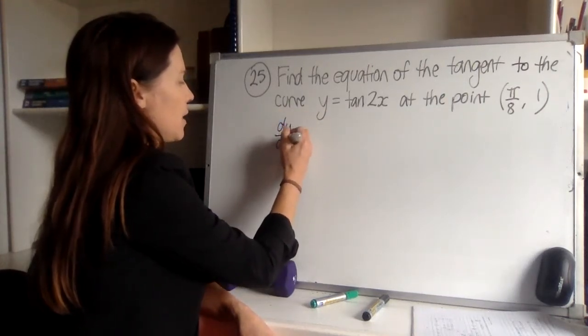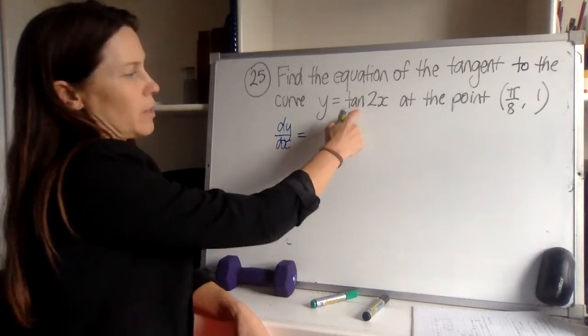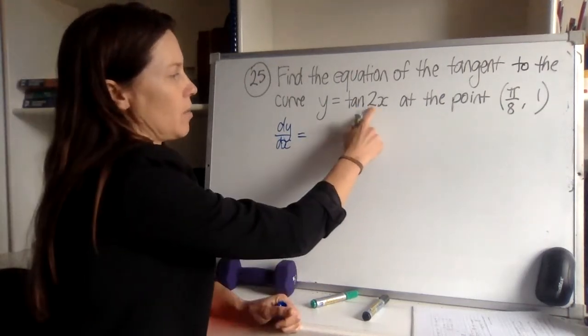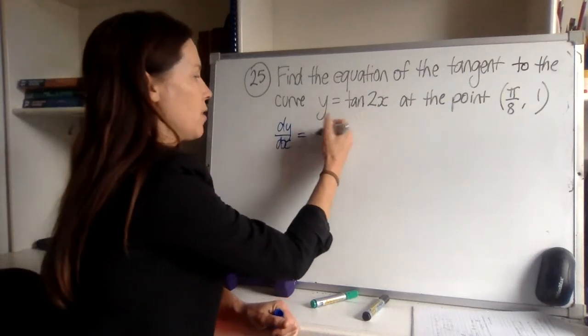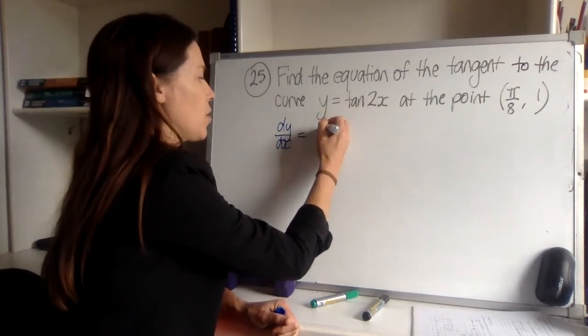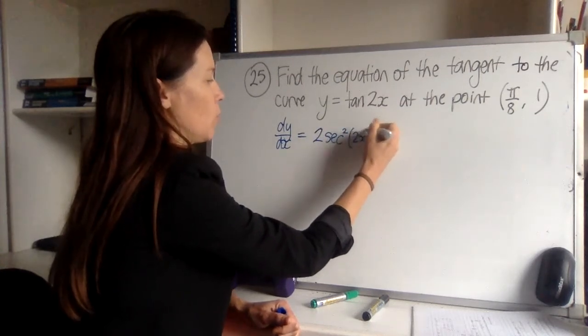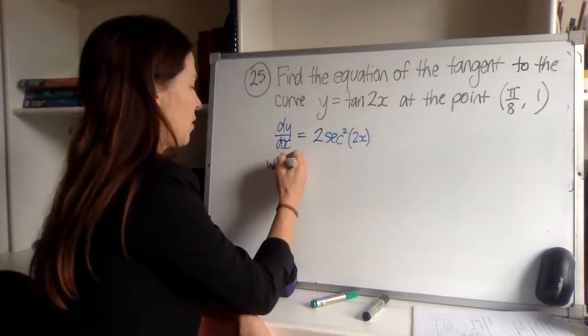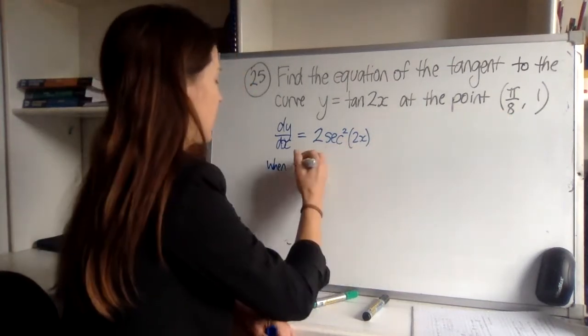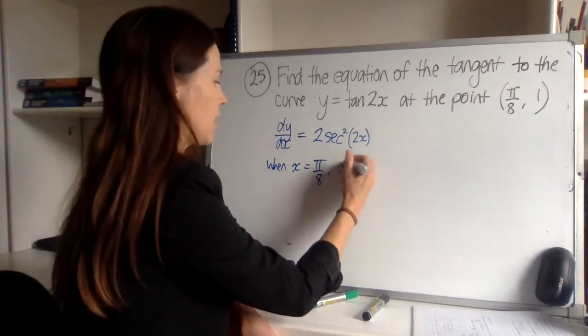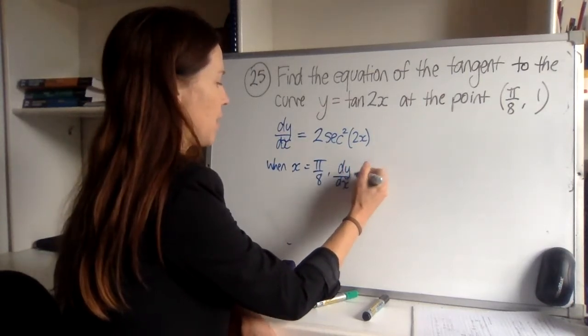So dy/dx equals, now the tan of a function differentiates to sec squared, and we need f'(x) out the front, where this is f(x). So that gives us a 2 out the front of sec squared 2x. So at the point I'm interested in, when x equals pi on 8, I just need to sub that in, and that will give me the gradient at that point.